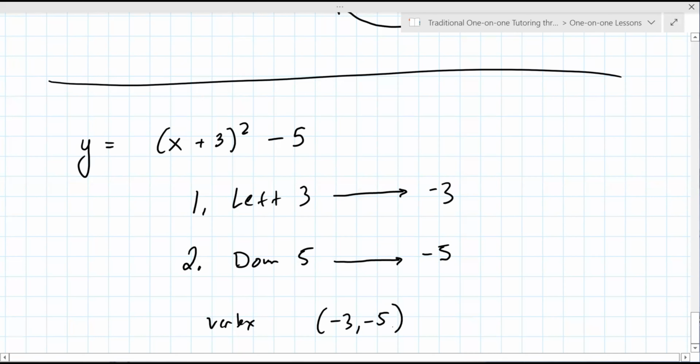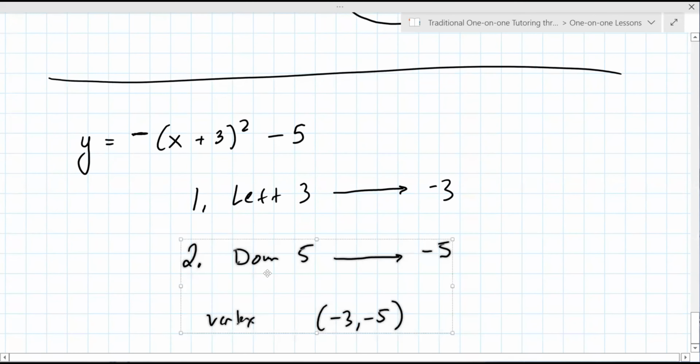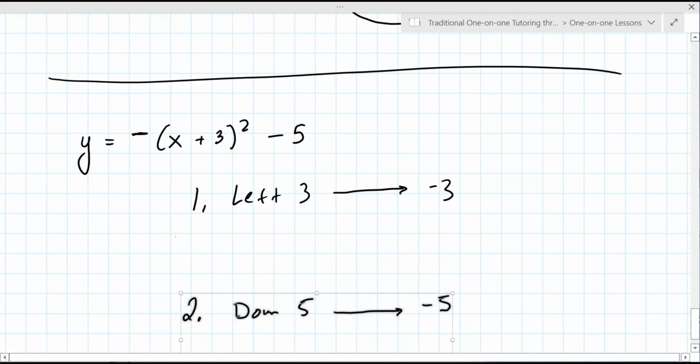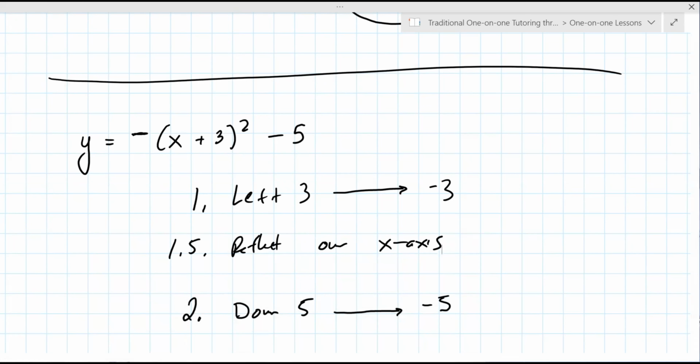Now, if I put a negative in front of this, it turns positive, right? Nope, it does not affect anything we've done, but it does reflect over the x-axis. Now let's look at that graphically. I don't know if you have this written down or not, but I'm going to share a new graph here and we're going to look at this together.